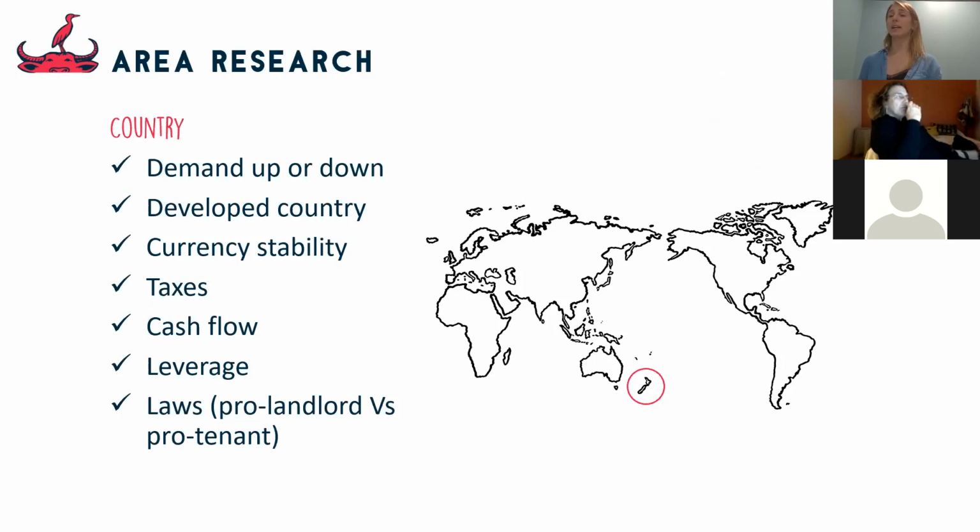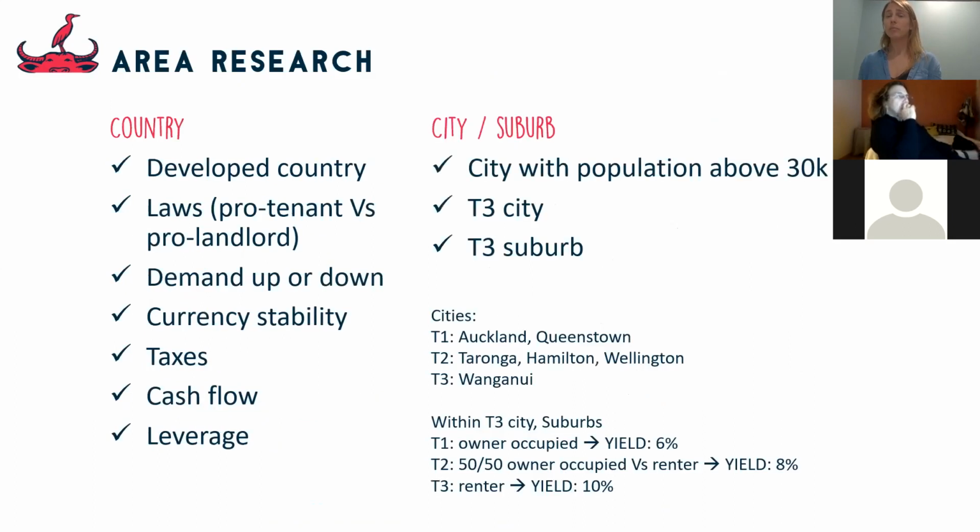Now, I'm going to be showing an exercise, and I've just circled New Zealand there because I'm going to be showing how we'll do this exercise for New Zealand, but you'll see this can be copied for any country in the world. So now that we've defined that we're going to be focusing on New Zealand for this exercise, once you define the country, you want to be choosing cities and suburbs. You want to be choosing cities that have more than 30,000 people. The reason for that is that you want to make sure you have a big enough source of demand, with people living there and jobs.